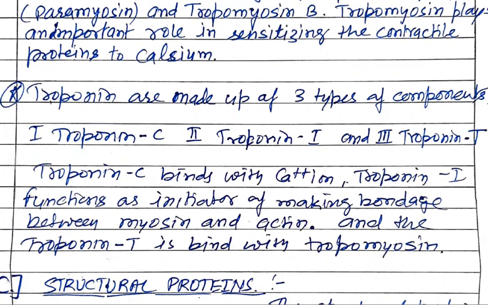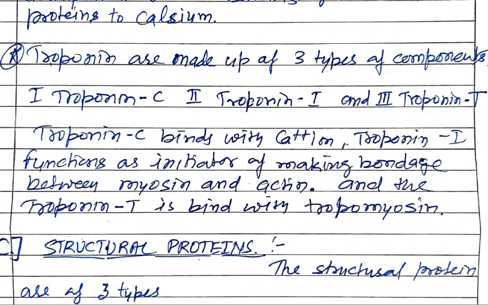As we discussed earlier, troponin is attached with tropomyosin and tropomyosin is attached with actin. So if troponin pulls the tropomyosin, it uncovers the actin active site and makes the site available for the myosin head.